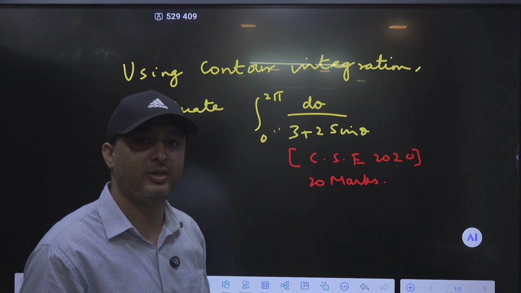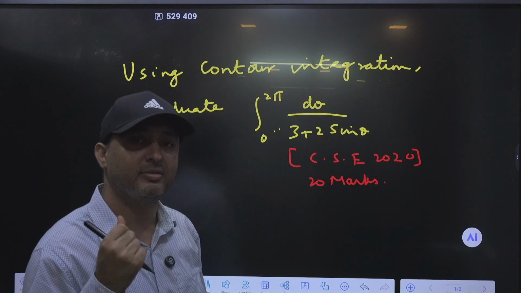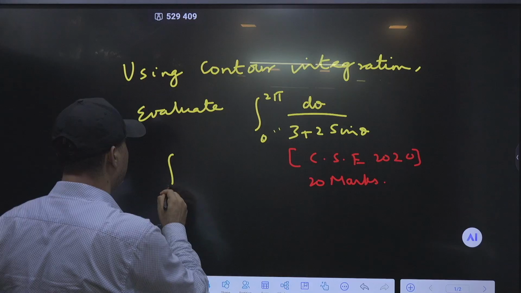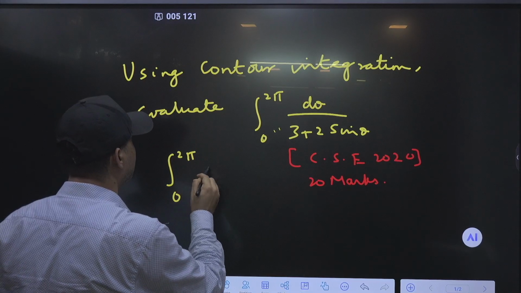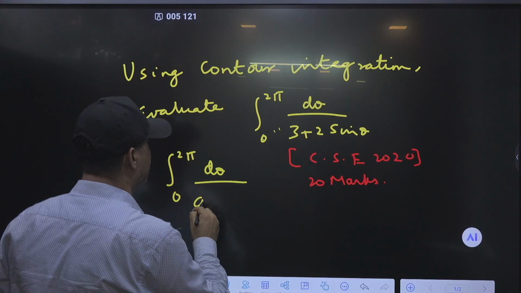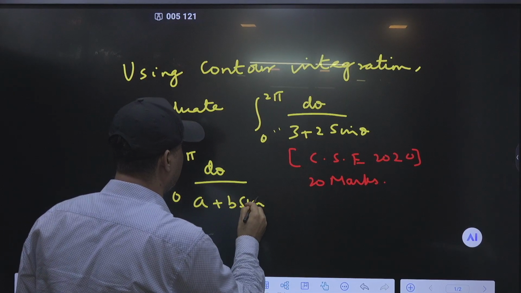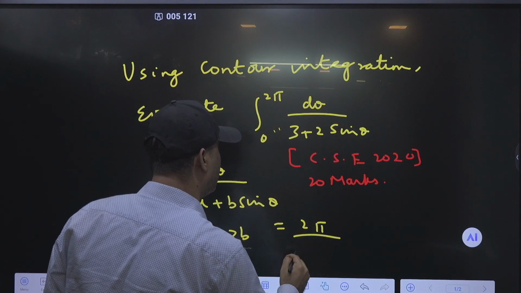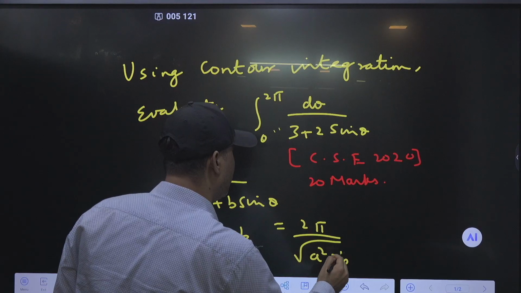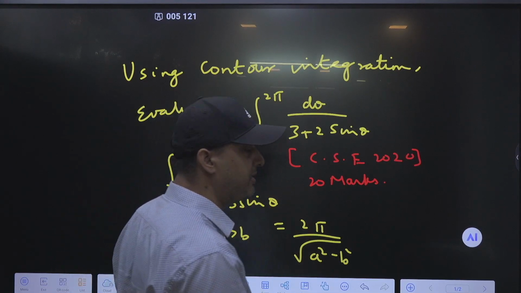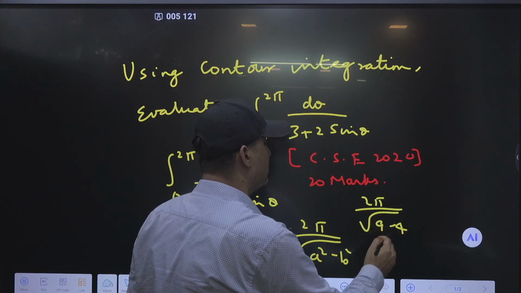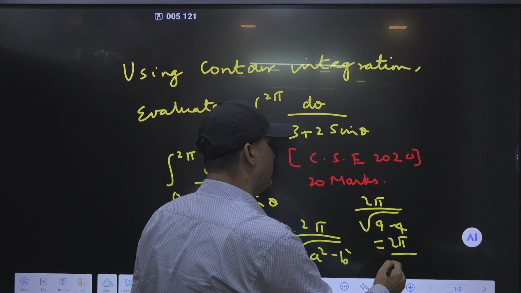But first thing first, can I get an answer quickly? A quick answer to this question is simply, if I have a unit circle integration, whether I have a sine or cos or whatever, the answer is simply 2 pi upon under root of a square minus b square. So here I can see the answer is 2 pi upon root 9 minus 4. So the answer is 2 pi upon root 5.